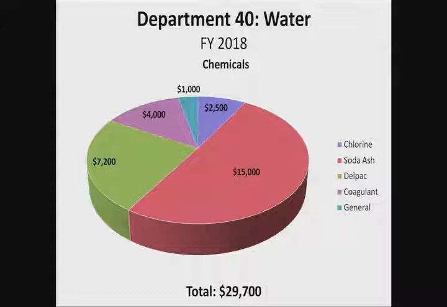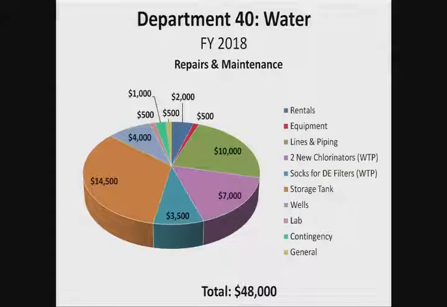Another line item is repairs and maintenance, 48,000, account number 6200. Breakdown of the 48,000 is listed on this slide also. The only thing I'll point out is, in there is $10,000 for lines and piping. Again, your infrastructure, we're going to slowly try to take care of your water lines. And this is in direct correlation of hopefully finding these leaks and repairing them before they become bigger.